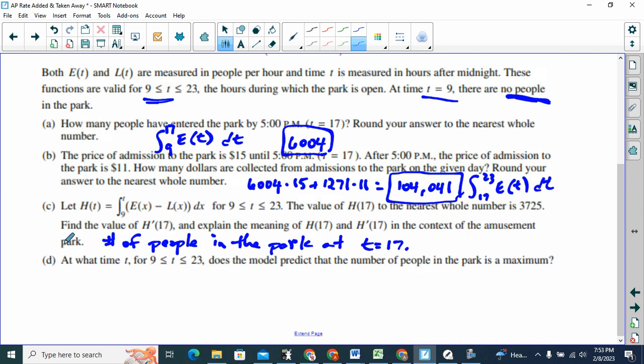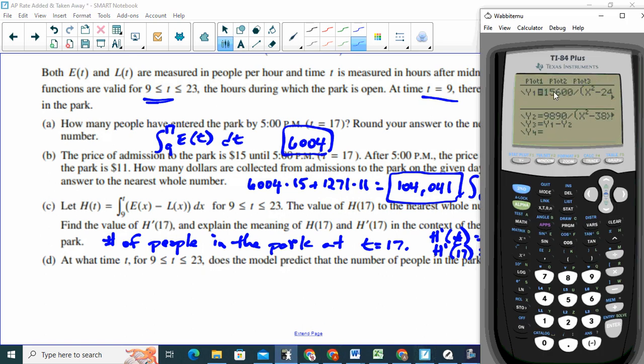I probably should have stated that here. H of 17 represents the number of people in the park at t equals 17. Let's find what h prime of 17 is equal to. H prime of x would be the derivative of this. I'm sorry, h prime of t would be the derivative of this. To take the derivative of an integral, that's where we just plug in t for my x's. E of t minus L of t. So h prime of 17 is just e of 17 minus L of 17.